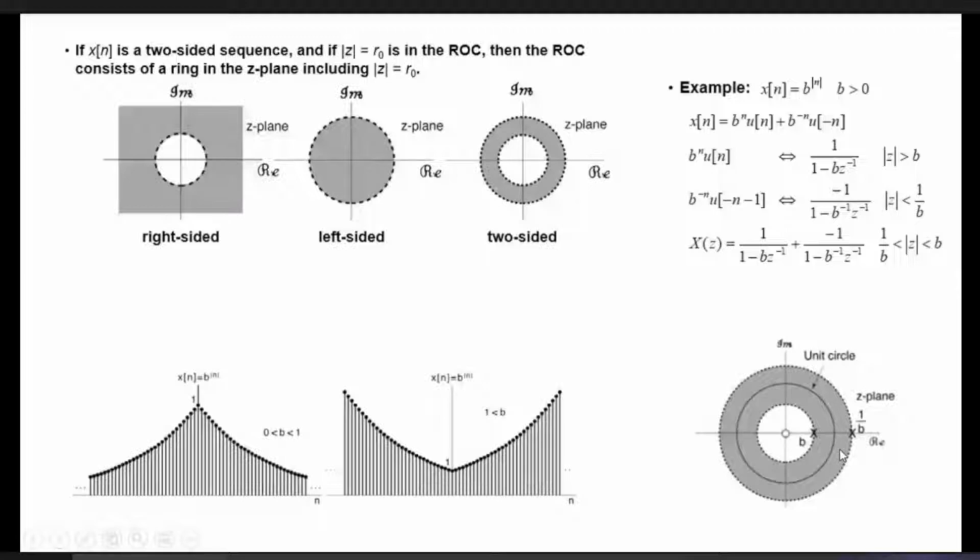Here some problem is there, because b and 1 by b, this one should be 1 by b, some fault is there, and this is b. So it is outside the circle of radius 1 by b. I will check it and I will make it corrected.